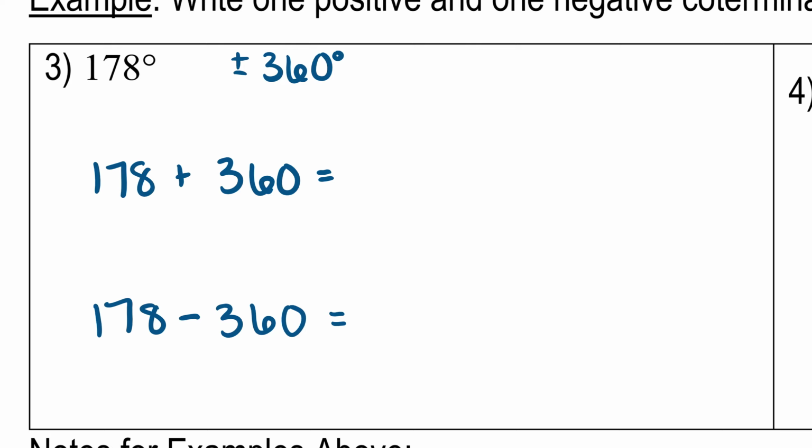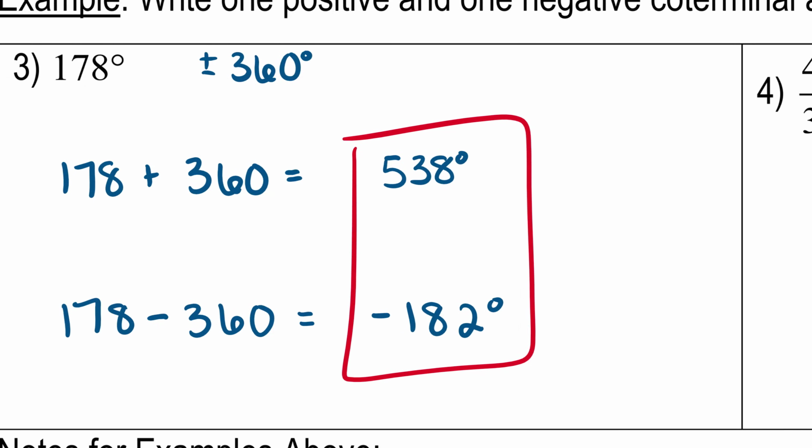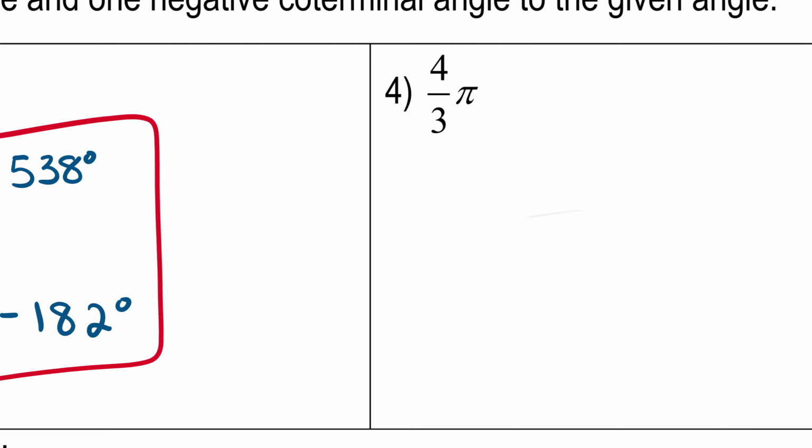If I add 178 and 360, you get 538 degrees. So that is a positive, that's good. 178 minus 360, you get negative 182. So I have one positive, one negative. That would be my answers for this question. If I had added or subtracted and I didn't have one of each, I would have to do at least one more to get there. So add and subtract 360 and you have your answers.